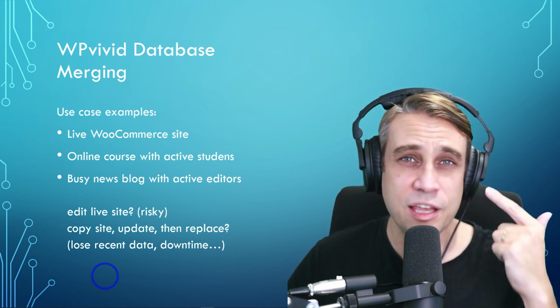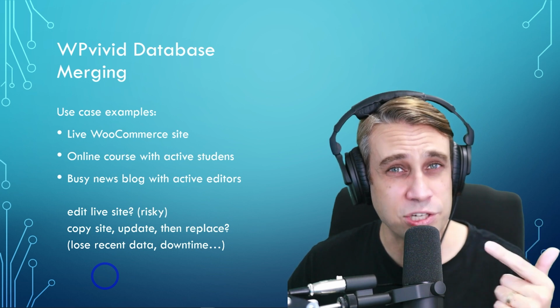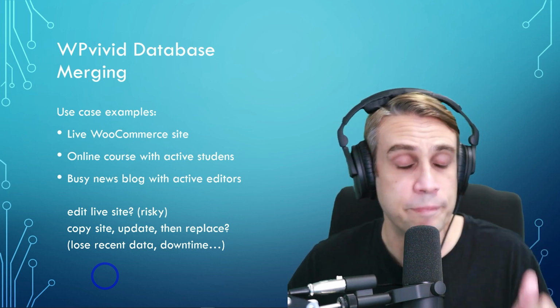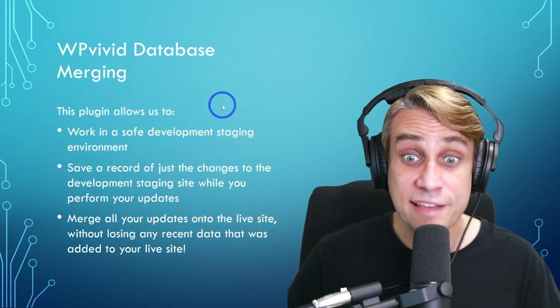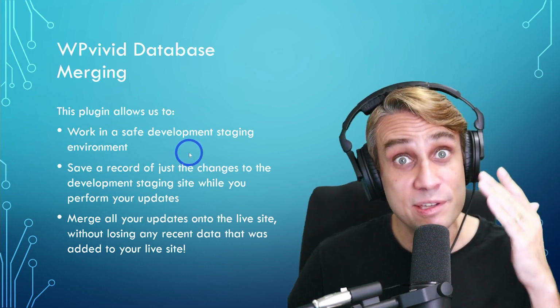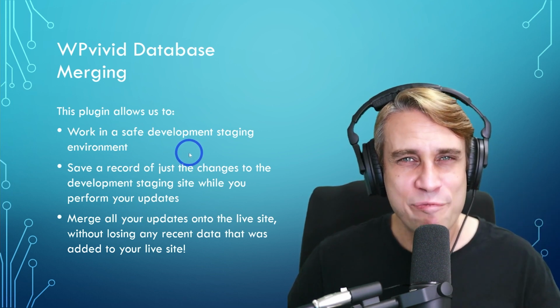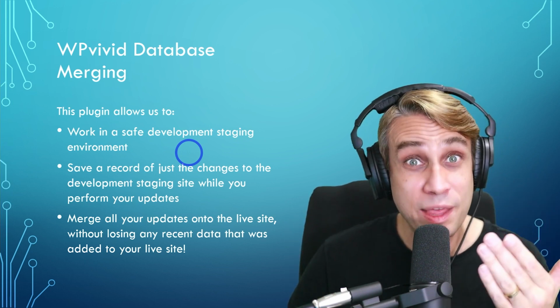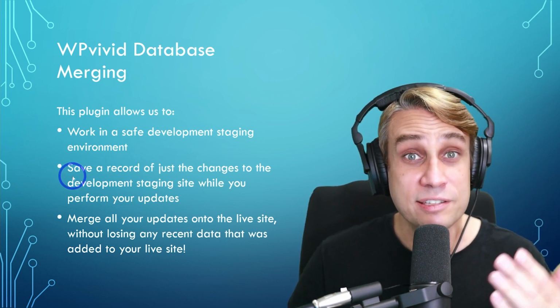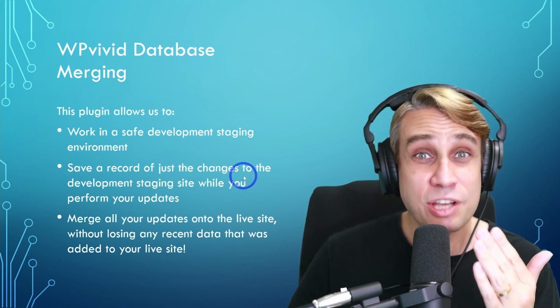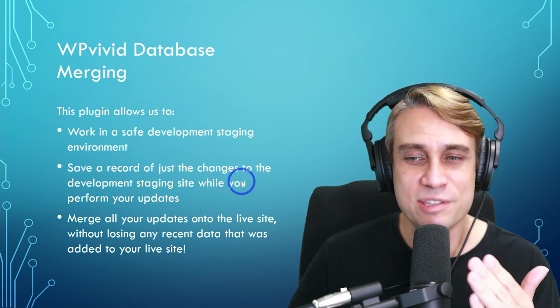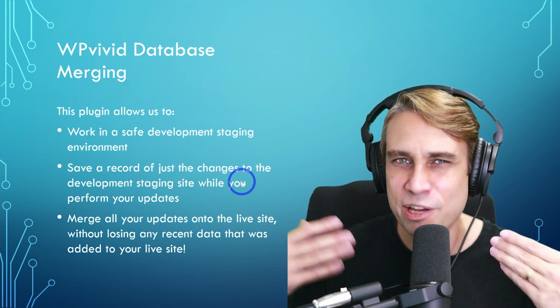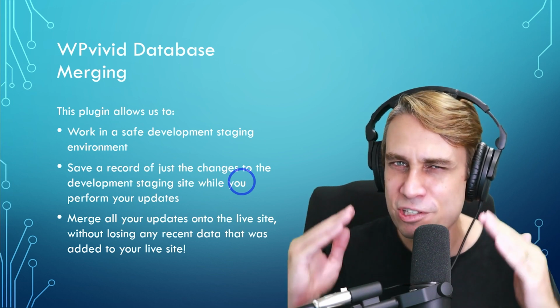But this WPvivid Database Merging plugin actually gives us a great solution for this scenario. What this plugin does is allow us to work in a safe development staging area while our live production site is still left live online. And while we're working on that staging site, the plugin saves a record of just the changes that we make on the development staging site while we do our updates and redesigns. It's going to save a record of just those changes.